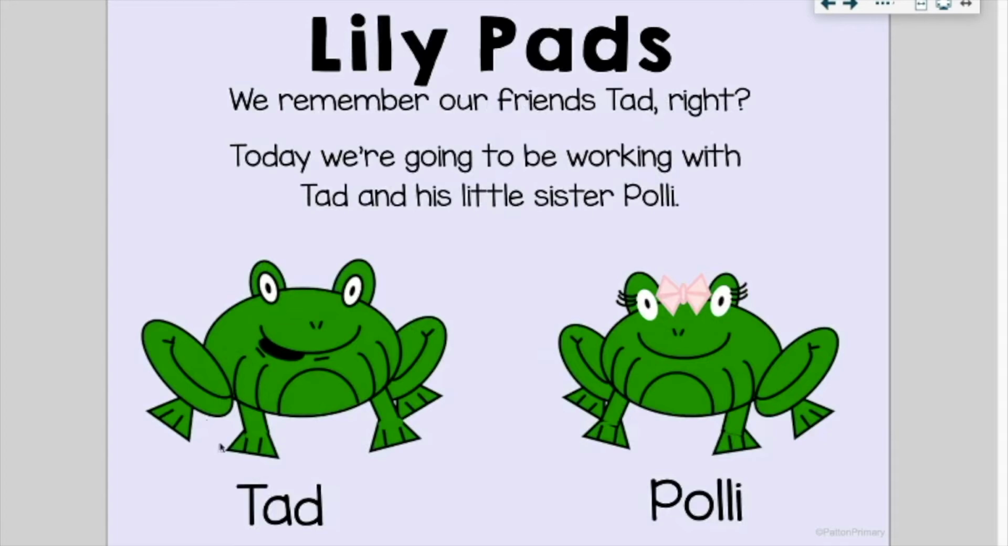I know you know Tad. We worked with Tad in class. Tad is our frog that helps us jump along the number line. But Tad has a little sister, and this little sister's name is Polly. Polly is also going to be helping us jump along the number line today. And we know our froggies can jump forward to add, and they can jump backwards to subtract. So let's see what Tad and Polly need us to do to help them.